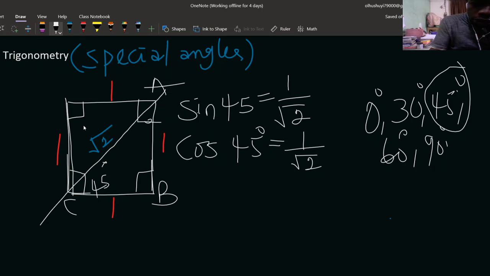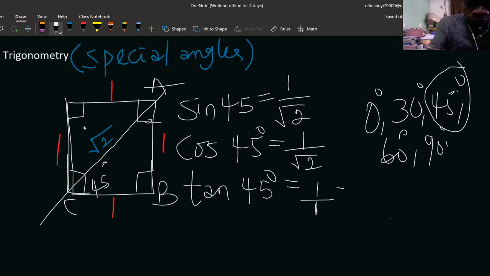Then we have tan 45, opposite over adjacent, that is 1 over 1, and that is just 1. Do you get that? Or you just use sine 45 over cos 45, you will still get the same answer, 1. Root 2 and root 2 will cancel out. So that is tan 45.